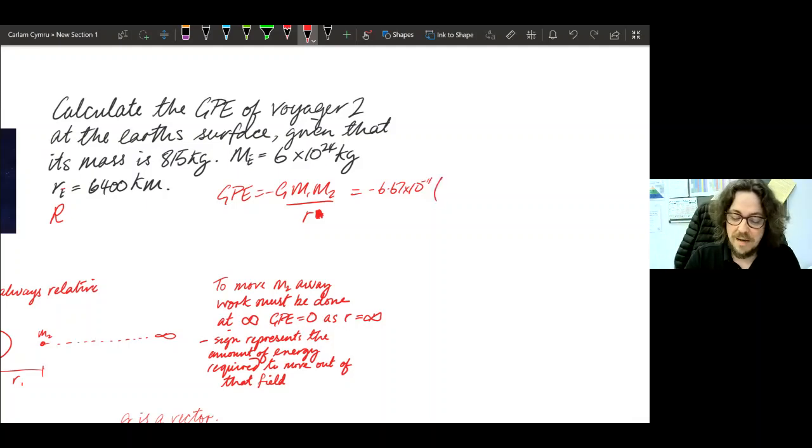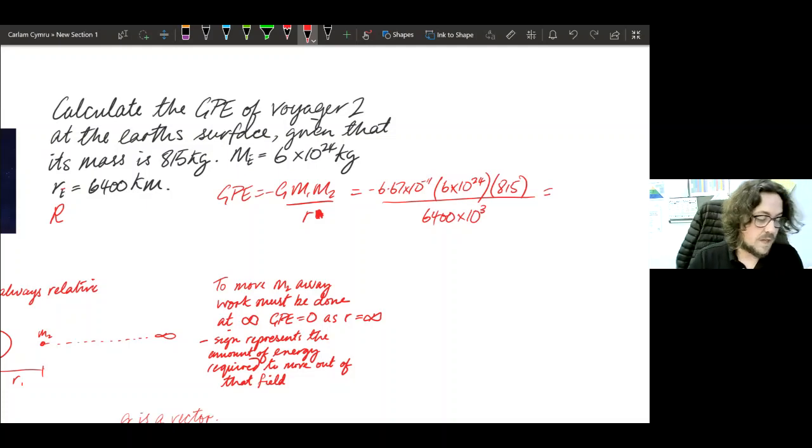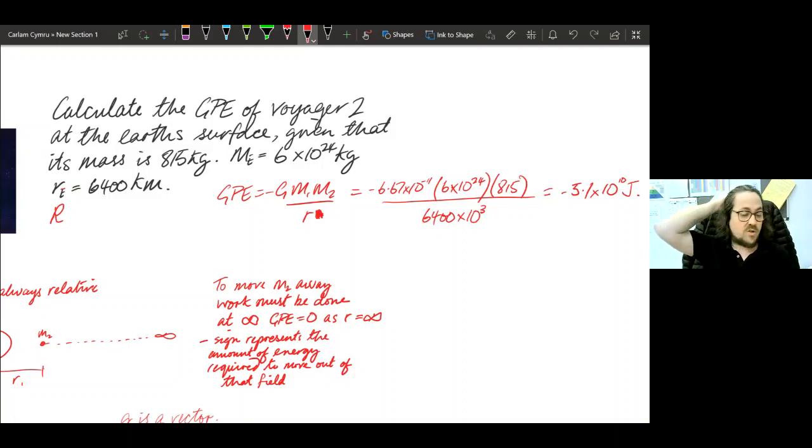Okay, so that's going to be mass one, we'll say that's the Earth, 6 times 10 to the 24 kilograms, times 815, all over the radius. That is 6,400, but be careful, it's kilometers, so it's times 10 to the 3. If you do all that, you end up with a value of minus 5.1 times 10 to the 10 joules. That's how much energy you need to spend to get Voyager 2, that space probe launched 42 years ago, beyond the Earth's gravitational field.